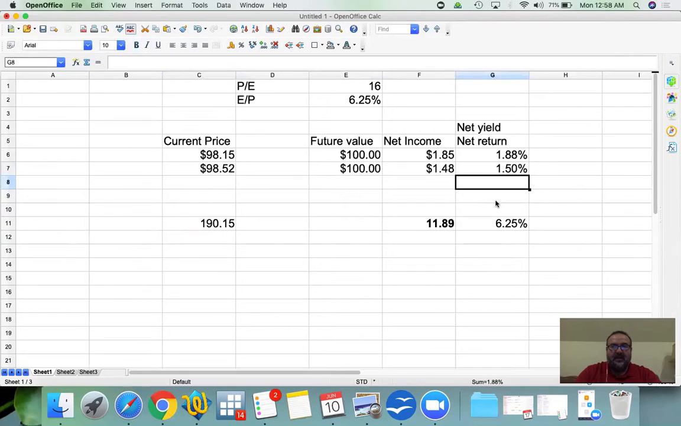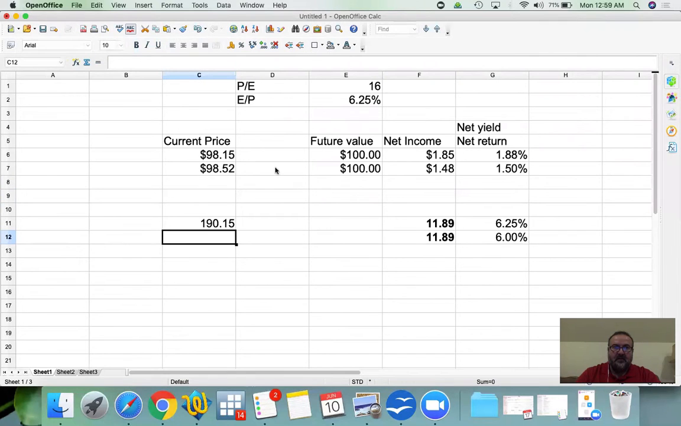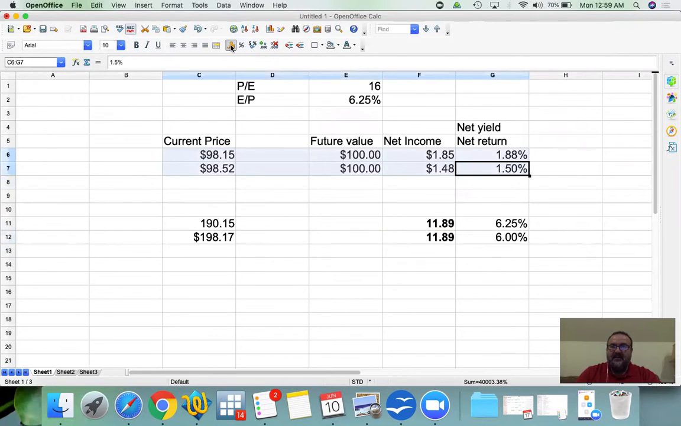So if the drop is about 1/4% or perhaps a little bit more, then for Apple, for instance, the expectation should be that it actually earns about 6%. Based on 11.89 cents of income, what we would expect the price to be is simply taking the net income and dividing it by the 6%, and we would pay $198.17.